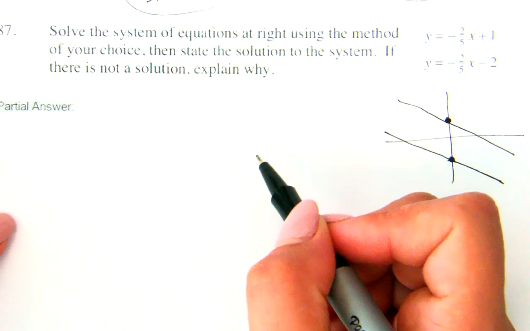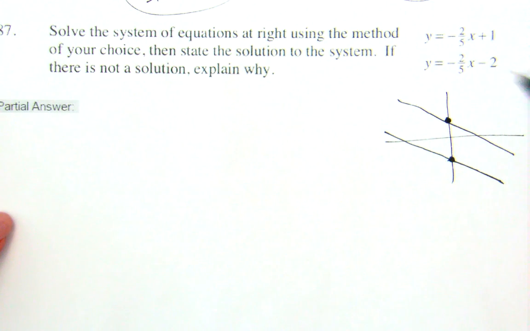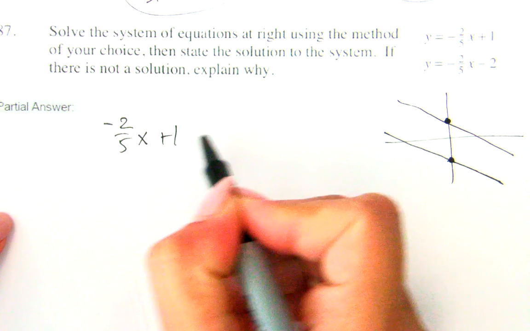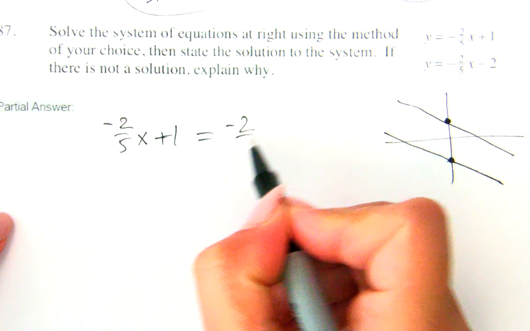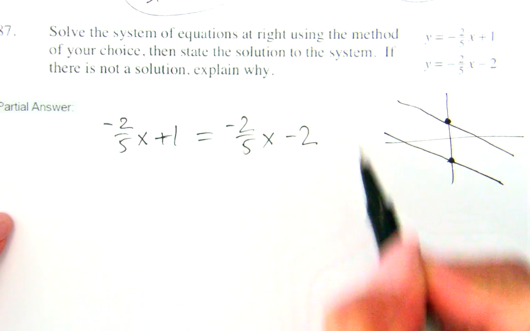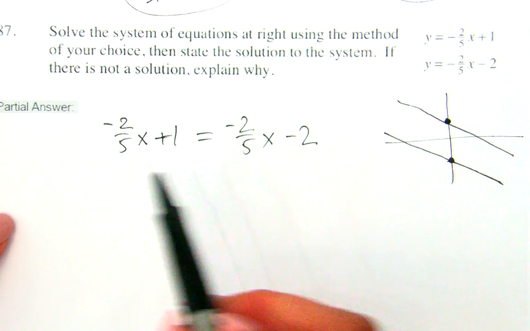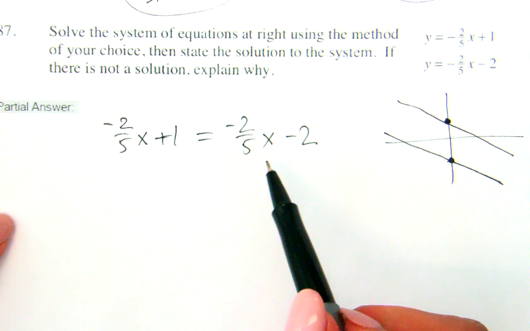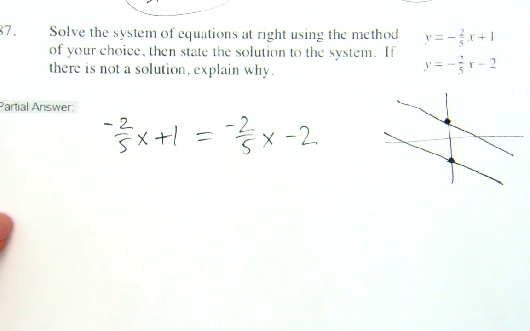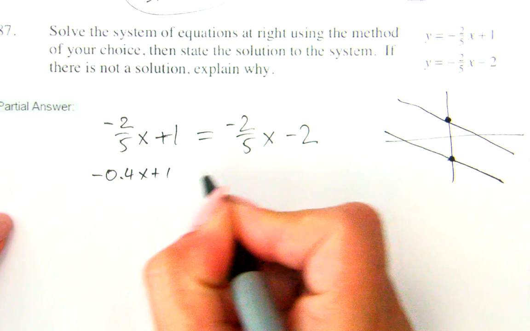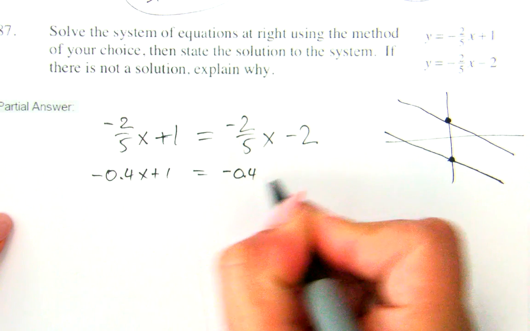Algebraically, the fastest way would be to put these two equal to each other and then solve. So 2/5 x plus 1 is equal to -2/5 x minus 2. This is called the equal values method, because both of them are equal to y, so you can put both of these equal to each other. 2 out of 5 is not an ugly fraction, but I'm just going to turn it into a decimal because it just makes me a little happier.